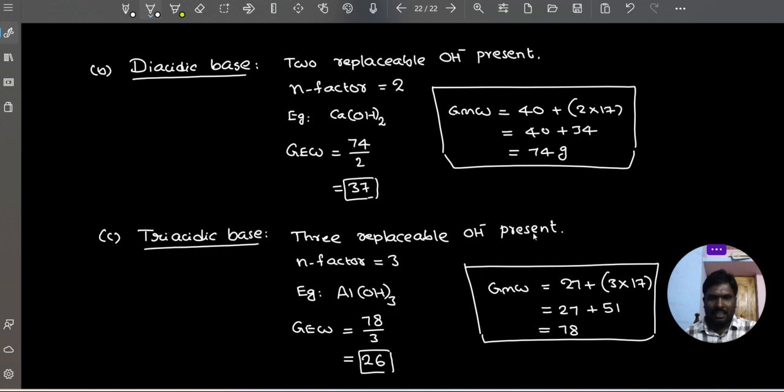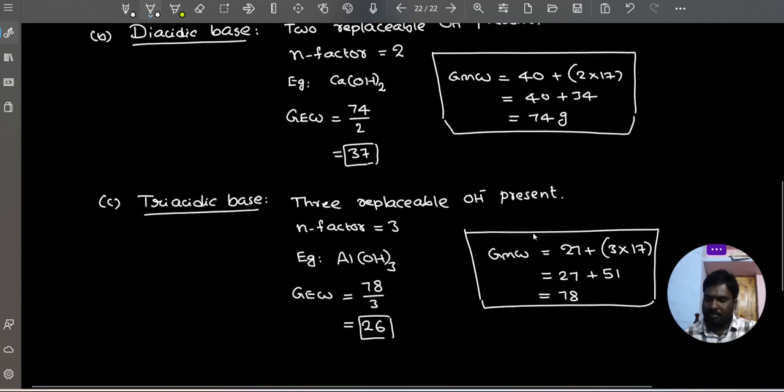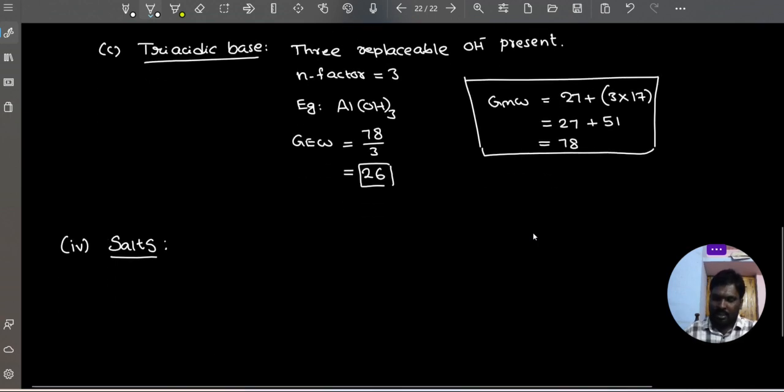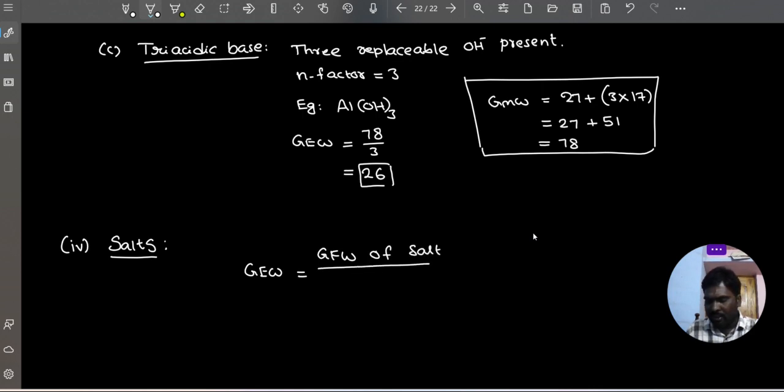Elements completed, acids completed, bases completed. Now a very, very important topic, that is salts. Elements, acids, bases, now salts. How can we calculate gram equivalent weight for salts? Gram equivalent weight is equal to the gram formula weight of the salt. For salts we use formula weight. Gram formula weight of salt divided by the total charge, either on the cation or on the anion.